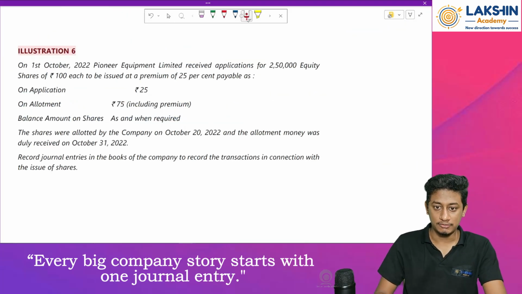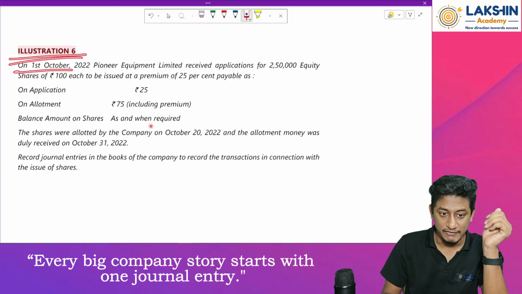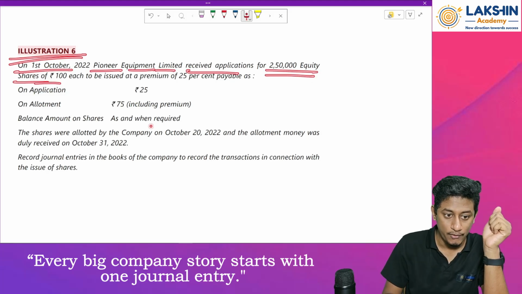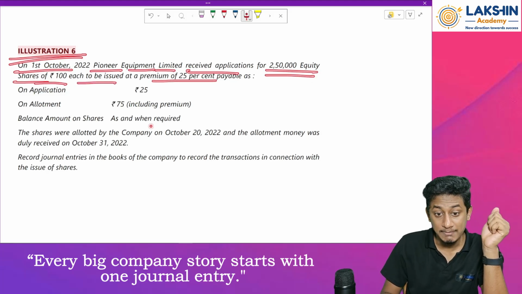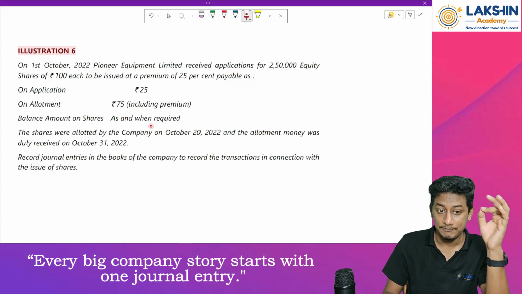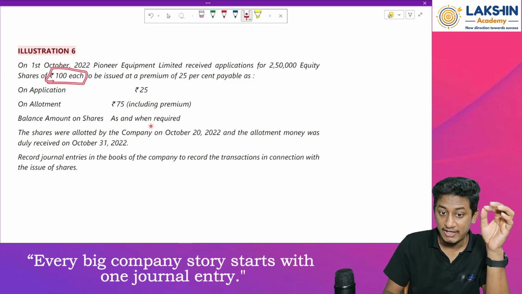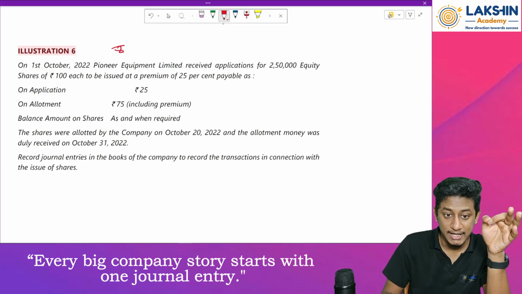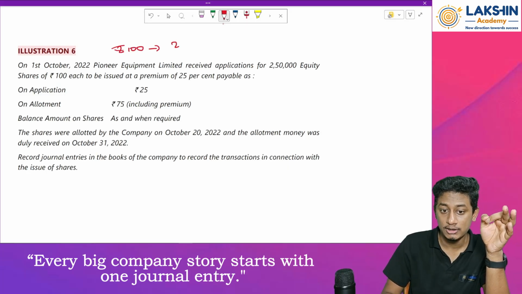Okay, look at the question now. Illustration number 6. On 1st October 2022, Pioneer Equipment Limited received applications for 2,50,000 equity shares of rupees 100 each, issued at a premium of 25%, payable as follows. See, the share value is rupees 100, and whenever the premium is given in percentages, you need to multiply it with the face value or the nominal value of the share.